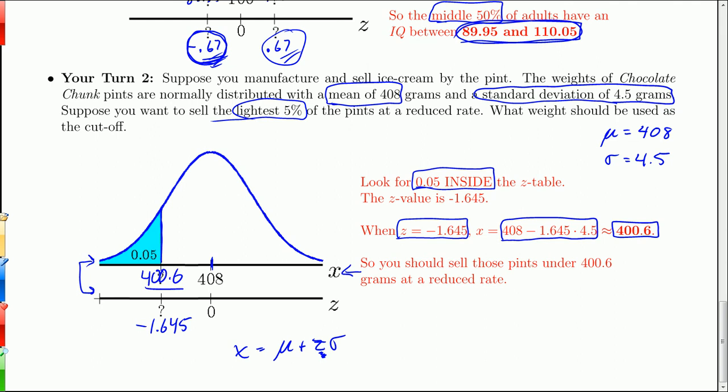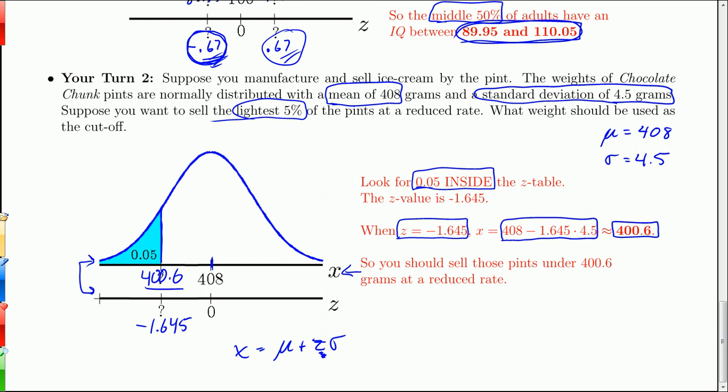So that tells us the cutoff weight is 400.6. You should sell all pints that come in under 400.6 at a reduced rate. And if you choose that as the cutoff, you shouldn't sell more than 5%. You should sell about 5% at a discount rate. So you're not going to sell too much, but about 5%.